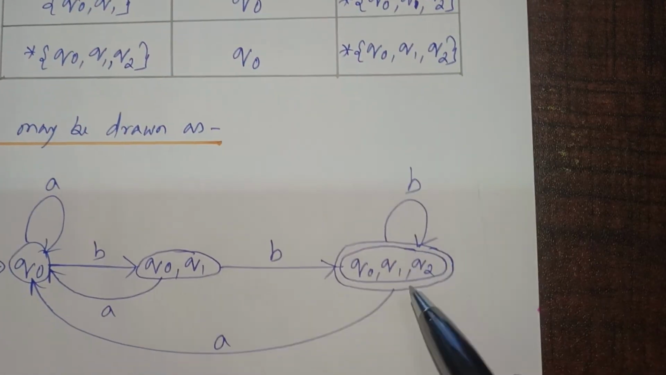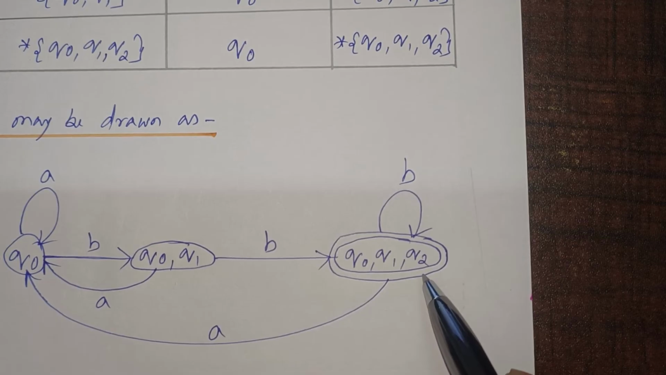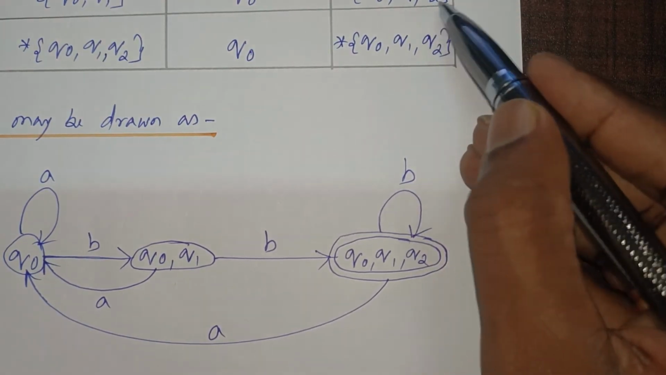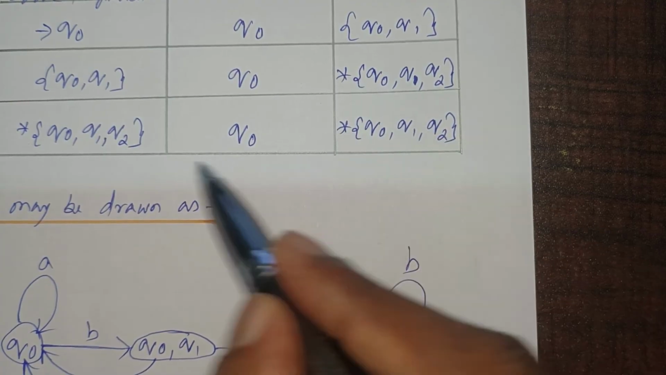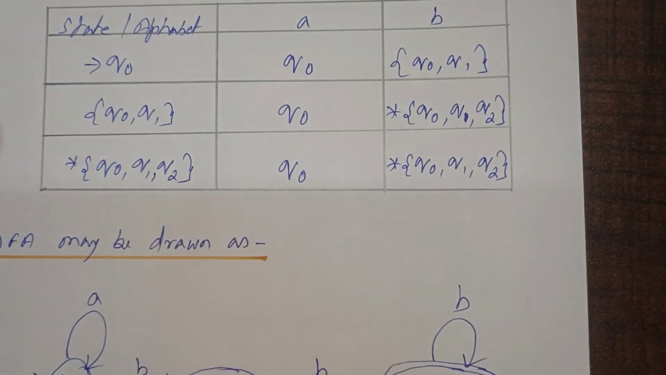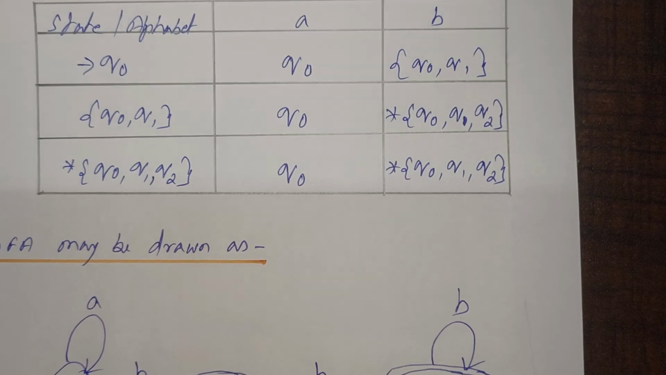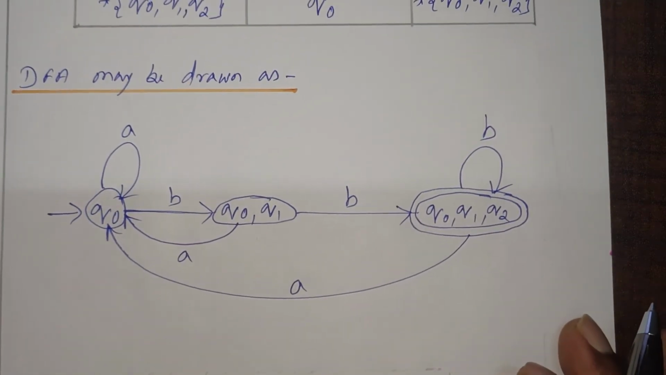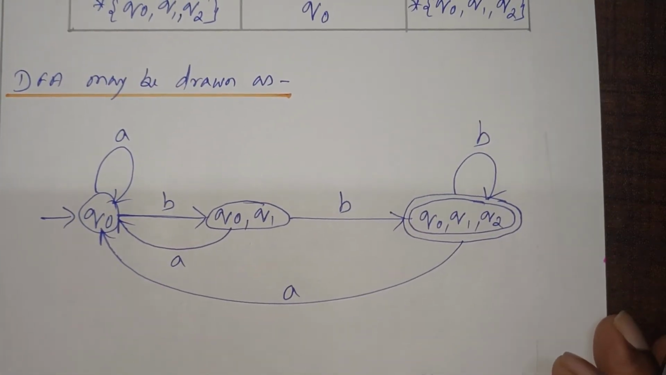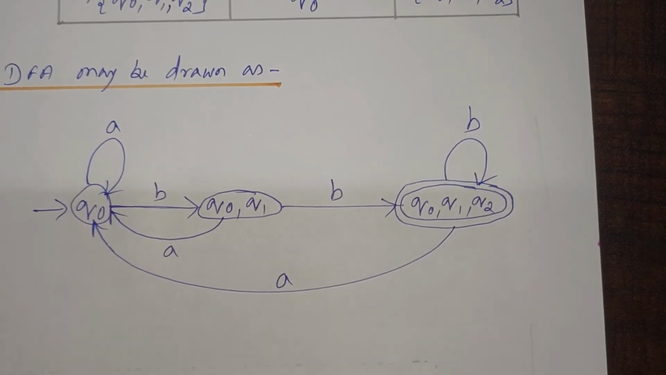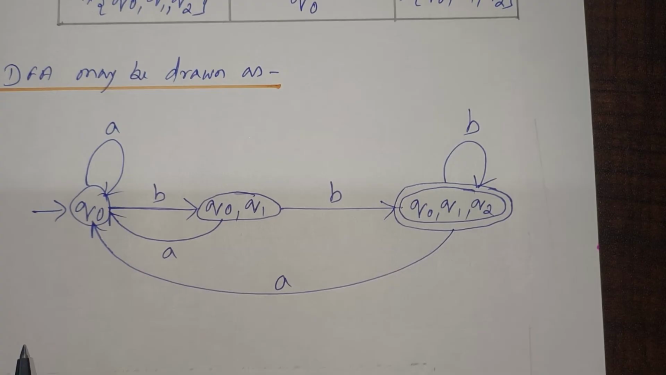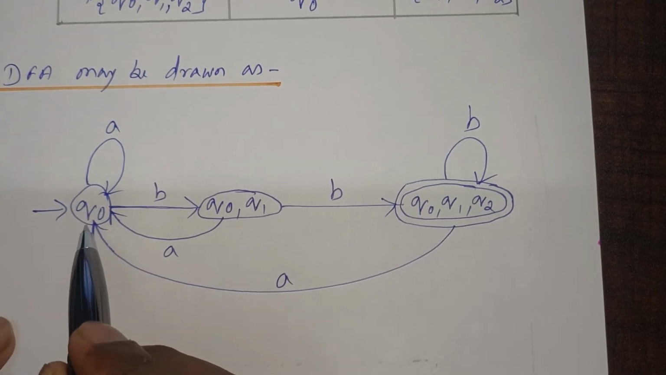So I can show you the diagram also. Whichever set has this Q2, the whole set we can call an end state. So we are representing the star wherever Q2 is present. Now let me show you how this particular DFA may be drawn. This is one sample diagram. We can also use multiple sample diagrams to draw the same thing in different ways. So now I have used this particular one.